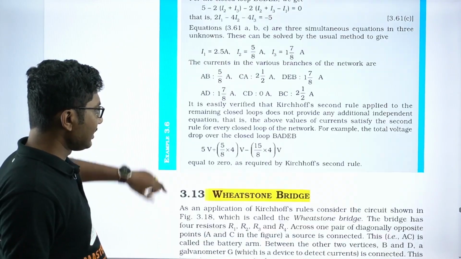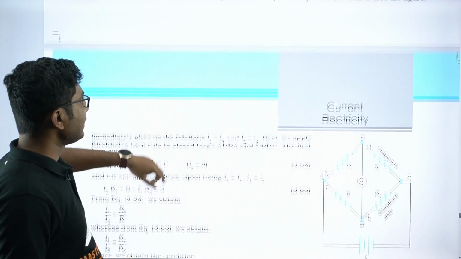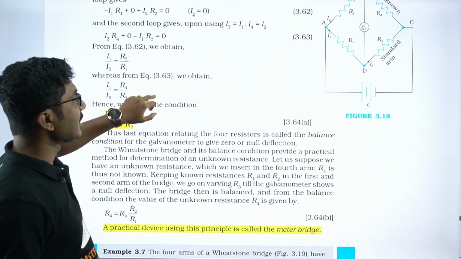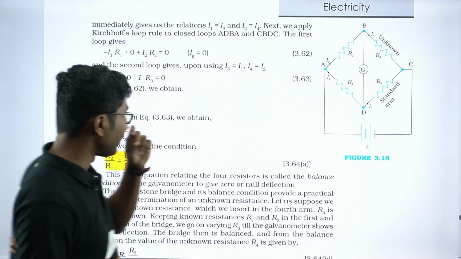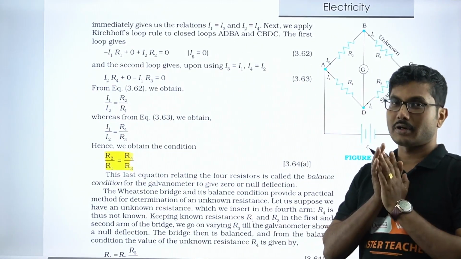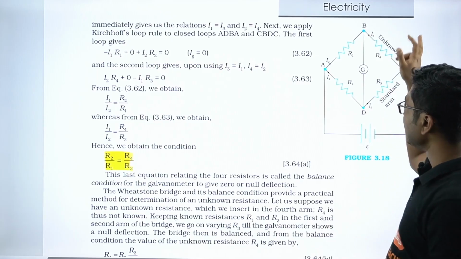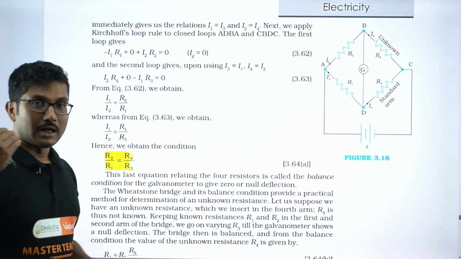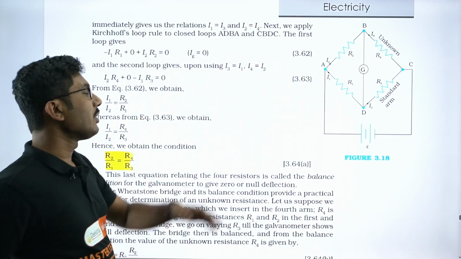Now what else? Next is the Wheatstone bridge, another very important derivation. In terms of numericals and derivations, for JEE, for KCET, for your PU board, this derivation is important. I have done this derivation in my Brahmastra lecture. You can check that out.